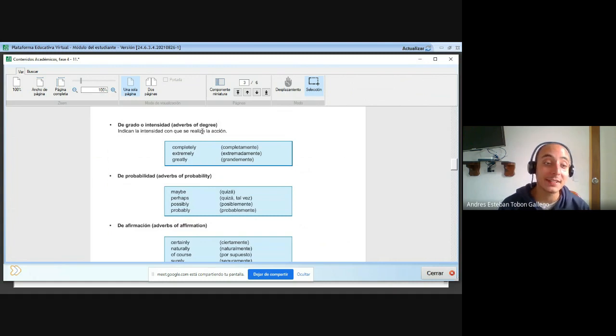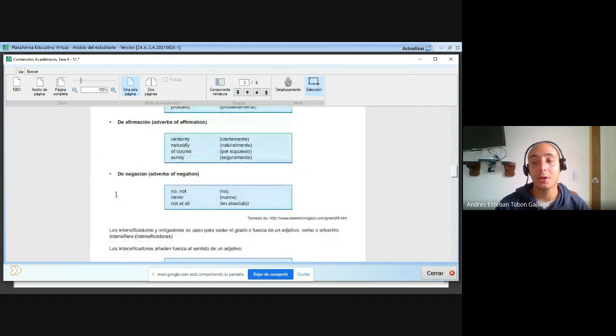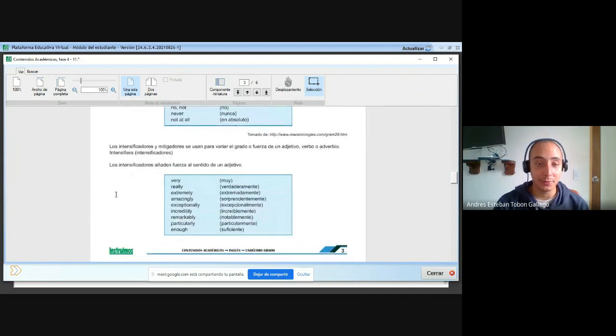Okay, in the same way we talk about probability, depending on how probable is an issue for happening. Maybe, perhaps, possibly, probably. Look at it, many of them. We have also adverbs of affirmation when we talk about certainly, naturally, of course, surely, or when we talk about negative issues: no, never, not at all. Okay, all of them have different purposes.